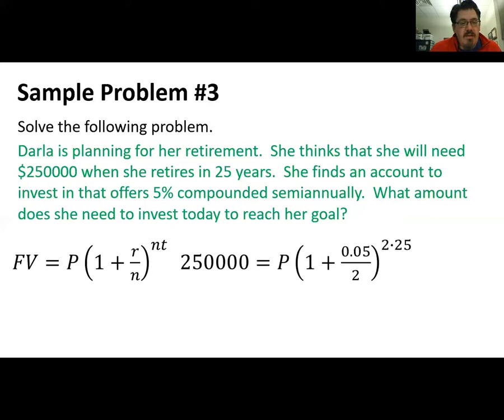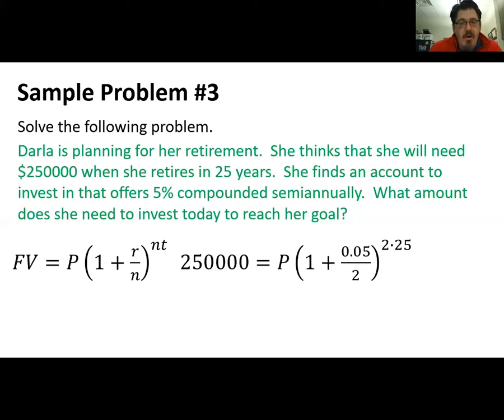So 250,000 is the future value we want to get to, so that goes on the left. The variable is P for principal. Inside the parentheses, 1 plus, the rate is 5%, so 0.05, written as a decimal. Because we're compounding semi-annually, that means twice a year. So 2 times in the year is when it gets compounded, so 2 goes in the denominator for n. In our exponent, again, n is 2, and we're going for 25 years. So she's going to let it sit there for a long time while she's working, waiting to retire.